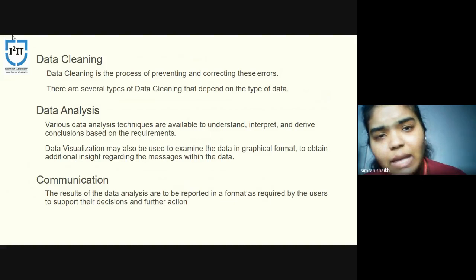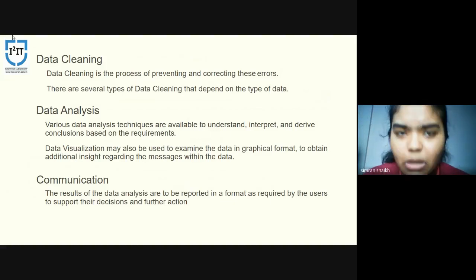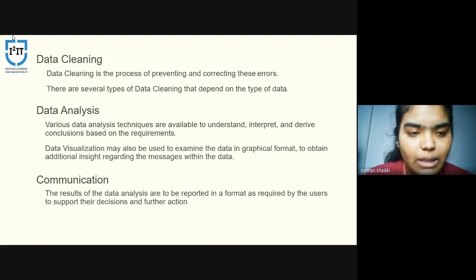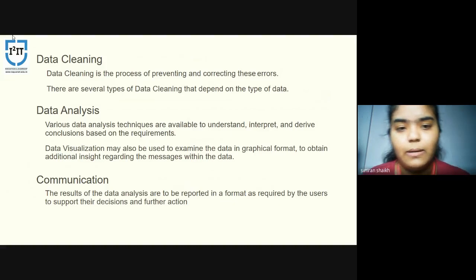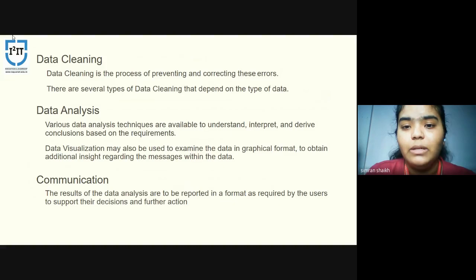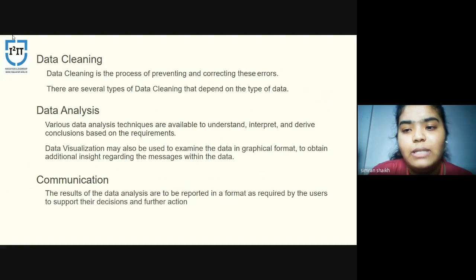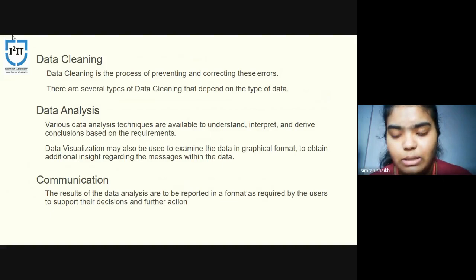There are several types of data cleaning according to the data type that you are using. So moving next, that is data analysis. Various analysis techniques are available to understand and interpret the data and derive conclusions. Now, data visualization may be used to examine the data in graphical form or chart form, or you can say to get additional insight regarding the messages within the data.